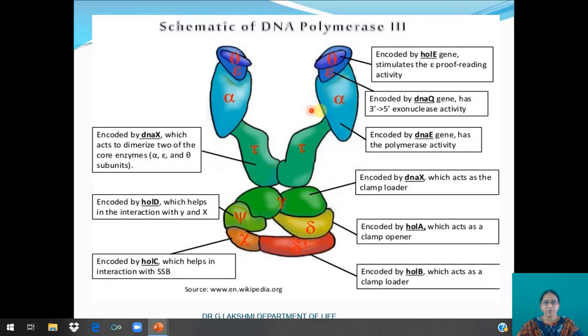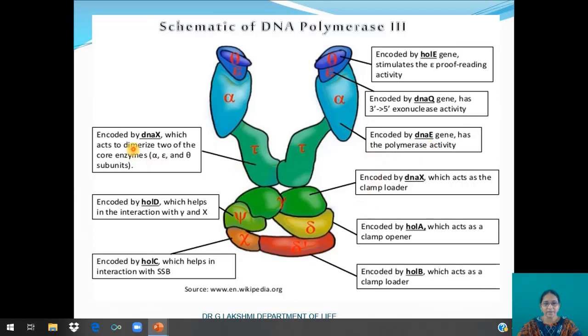Coming to the various subunits of DNA polymerase 3 and their functions. You can see here, the theta subunit encoded by the holE gene stimulates the epsilon proofreading activity. The epsilon subunit encoded by the dnaQ gene has 3' to 5' exonuclease activity. The alpha subunit encoded by the dnaE gene has the polymerase activity.